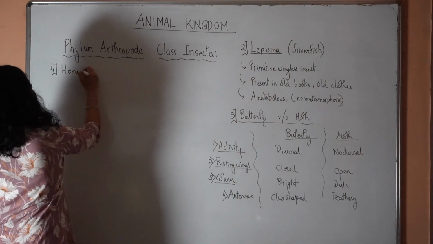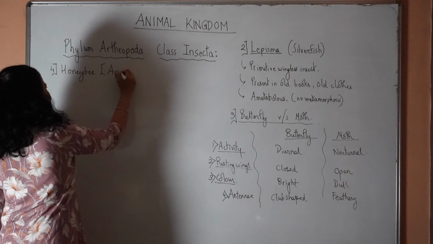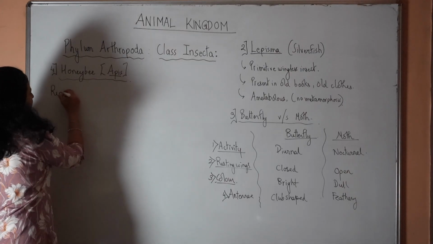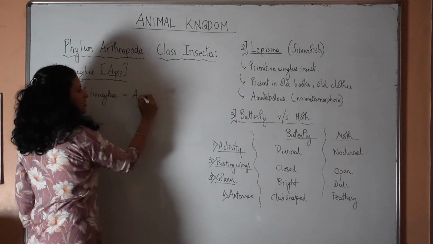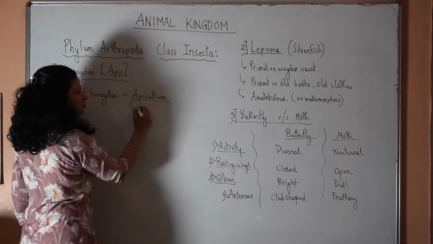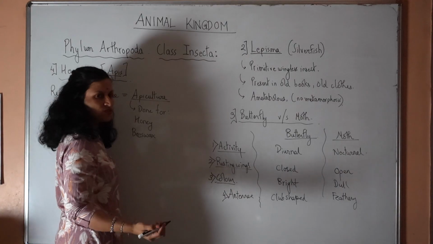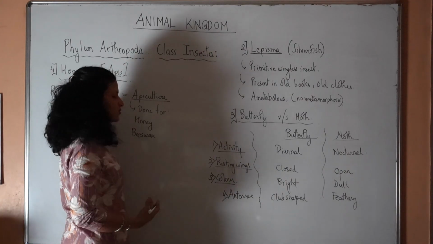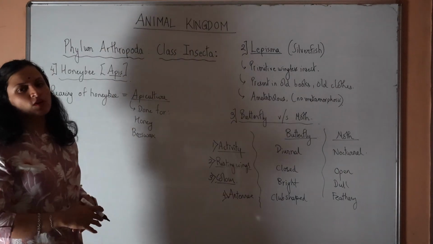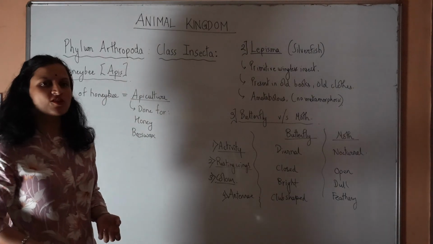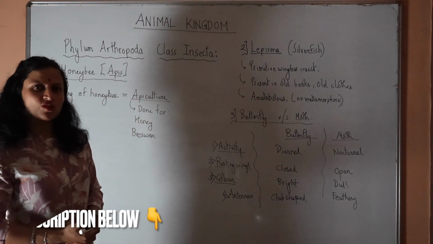Next we talk about honeybee, scientific name of which is Apis. A rearing of honeybees is called as apiculture. Why is apiculture done? For honey and beeswax. Honey, as you know, is a very nutritious food, and beeswax can be used for shoe polishes, etc. Also statues and all are made of wax. You know about Madame Tussauds, don't you?